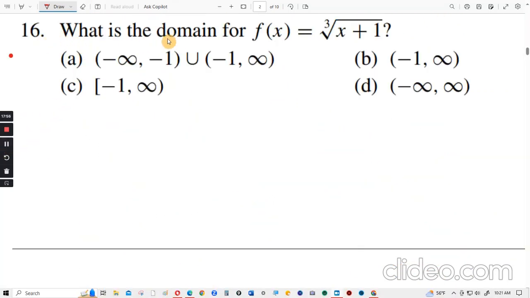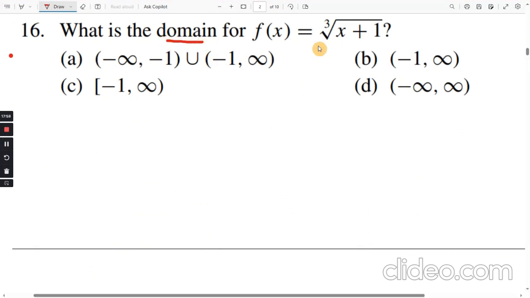Number 16, what is the domain for this function right here? All right, remember domain is just the possible x values. Now, if this right here were an even exponent, like if it was square root or fourth root, then underneath the radical would have to be greater than or equal to 0. Okay, but right here we have a cube root or a third root. So this could be negative.